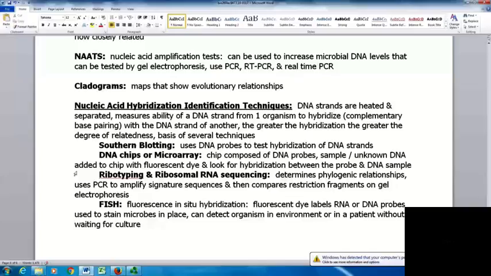FISH, or fluorescence in situ hybridization. Here the fluorescent dye labels RNA or DNA probes. These can be used to stain microbes in place, which means they can be left in the environment or in the patient, and this will allow you to get results without having to wait for a culture.